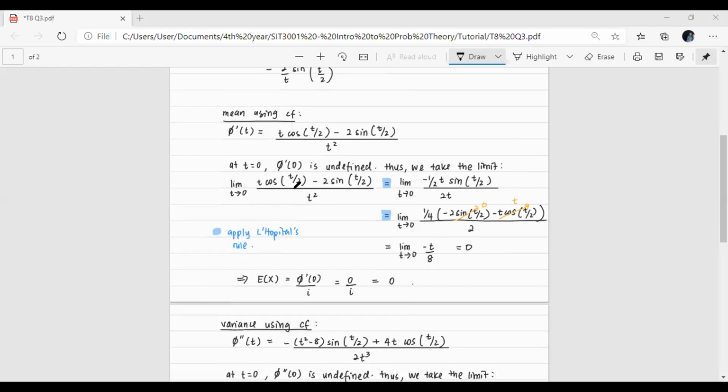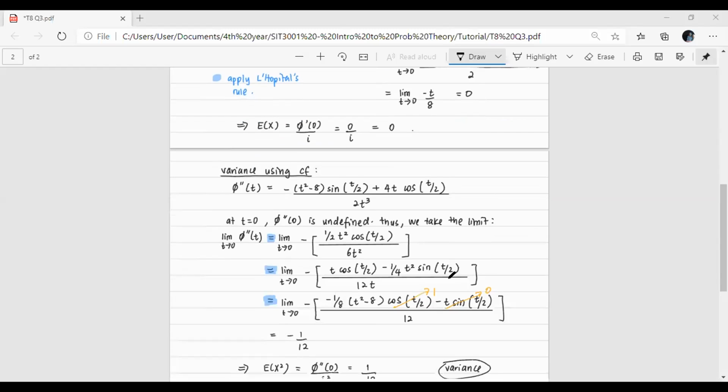From here we take its limit, and since this is in indeterminate form, we apply L'Hopital's rule here, here, and here. And then the fraction is no longer in indeterminate form, so we can just substitute t with 0, and the final answer is 0. So hence the expected value of X is equal to the first derivative of the characteristic function at t equals 0 over i. So here we got the mean equals 0.